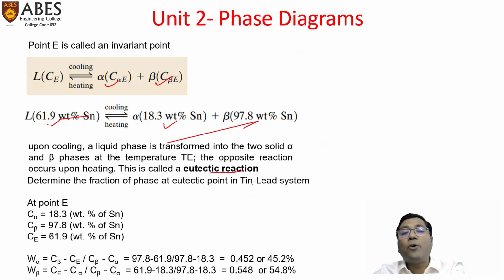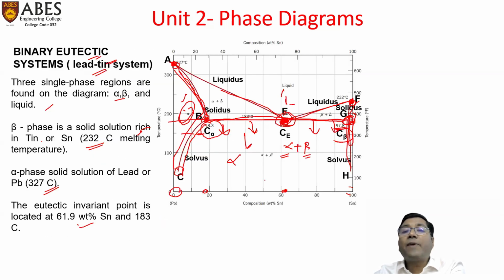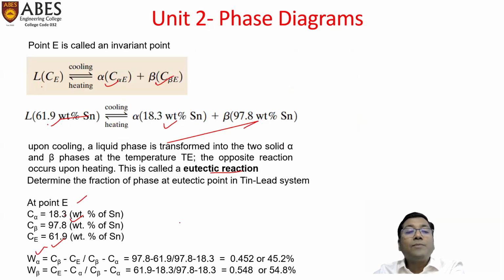To determine the fraction of phase at the eutectic point in the tin-lead system, at point E, C alpha, the weight percent of tin, is 18.3. The composition of alpha would be 18.3, beta would be 97.8, and Ce would be 61.9. So we can calculate the mass fraction of alpha. Since alpha is this point, the mass fraction of alpha would be the opposite arm, means GE, divided by the total BG, which means C beta minus Ce upon C beta minus C alpha. When we calculate this, we will have 45.2% mass fraction of alpha phase.